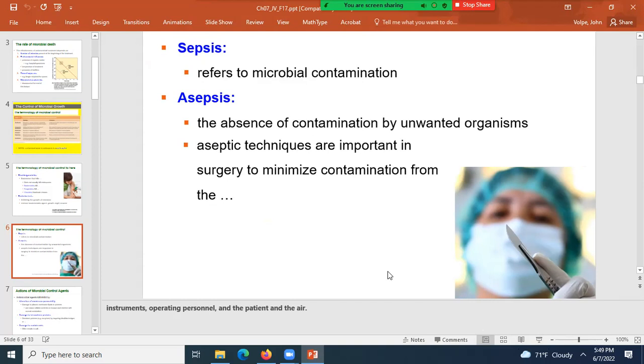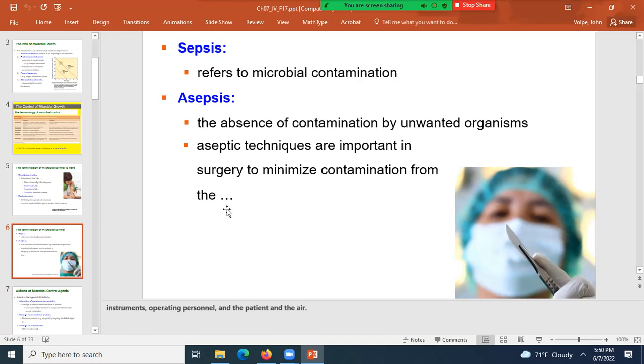Sepsis refers to microbial contamination. Asepsis is the absence of contamination by unwanted organisms. So aseptic technique is what you learned in microbiology, and it is important in surgery to minimize the contamination from the surgery, especially from the surgical instruments. But you also use aseptic to prevent contamination from the operating personnel, from the patient themselves, and from the air.